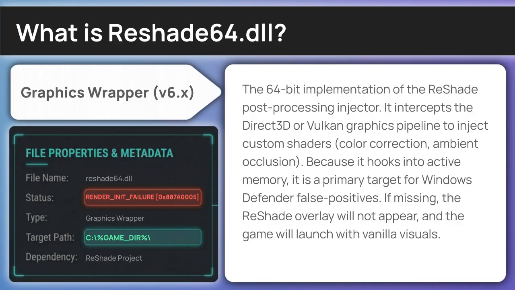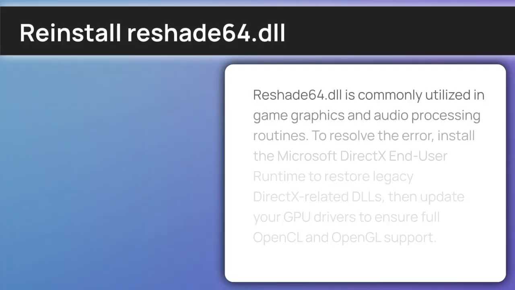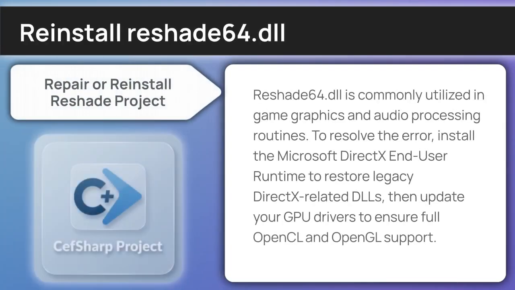Now that we've covered what the file does, let's jump into our first fix. reshade64 is commonly utilized in game graphics and audio processing routines. To resolve the error, install the Microsoft DirectX end-user runtime to restore legacy DirectX-related DLLs, then update your GPU drivers to ensure full OpenCL and OpenGL support.